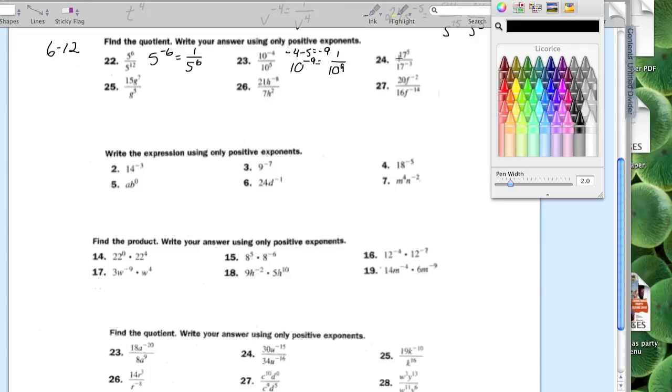Number 24, my base is 17. I'm subtracting 5 minus negative 3. Minus a negative is really plus a positive, which is 8. So I get 17 to the 8th.